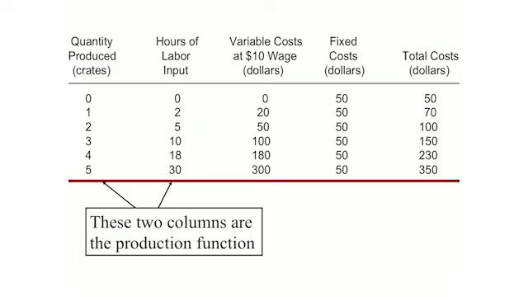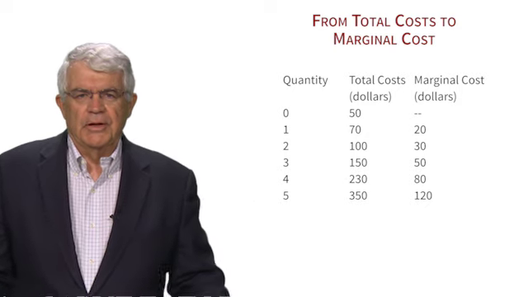For the case of 1 crate, you hire 2 hours of work. The cost is $10 an hour, that's $20. Your fixed cost is $50, and then summing across, you get $70, and so on. So you can see now how total costs depend on the amount of workers that are hired, and those workers are producing the output. Now let's look more carefully at this costs idea.